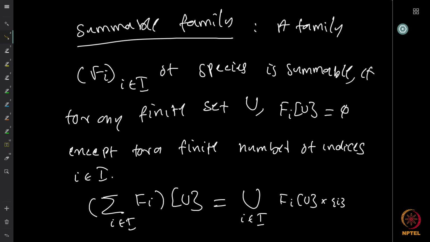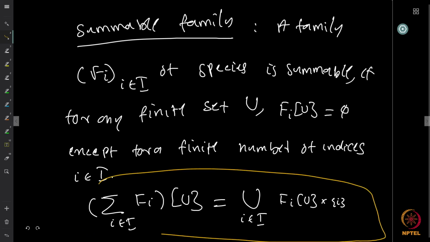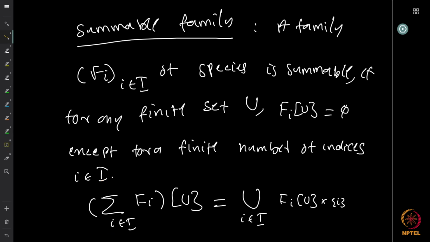Then we have that the summation over all I of Fi of U is basically the union of Fi of U cross I. So this Fi of U cross I, the cross I is basically used to make sure that we are looking at a disjoint union. Okay, that is the only purpose of that. And whenever this is empty, we don't have anything here in the product.